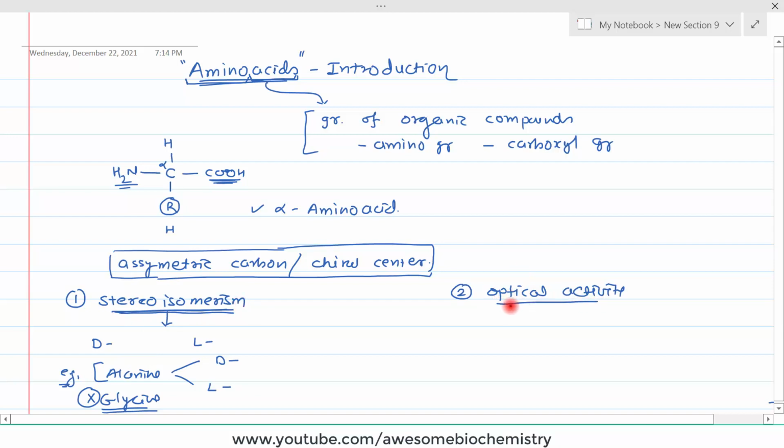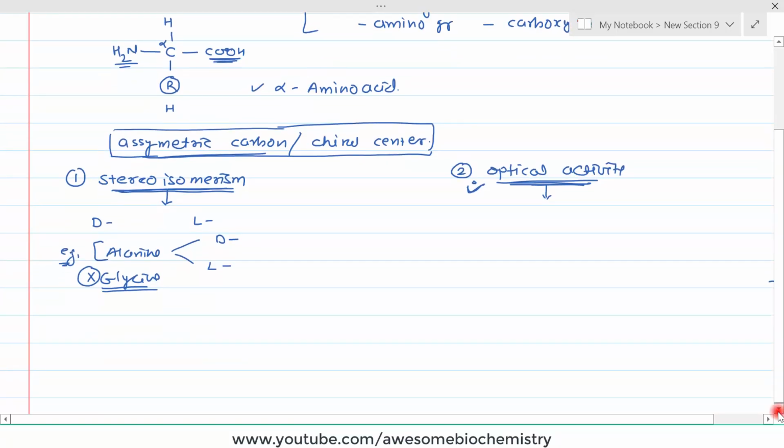And the second property, which is because of this asymmetric carbon or chiral center, is optical activity. I had explained optical activity in the chemistry of carbohydrates, so I am not repeating it here. Simply, what is optical activity? Optical activity is when plane polarized light passes through a solution, it changes its angle, and this optical activity is due to the presence of an asymmetric carbon, right? So, these two important properties occur.